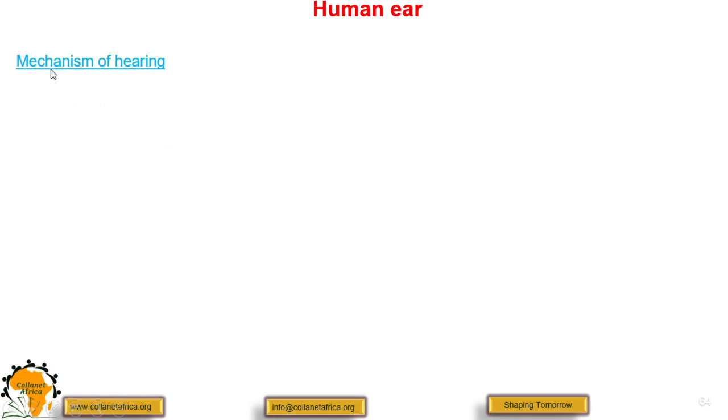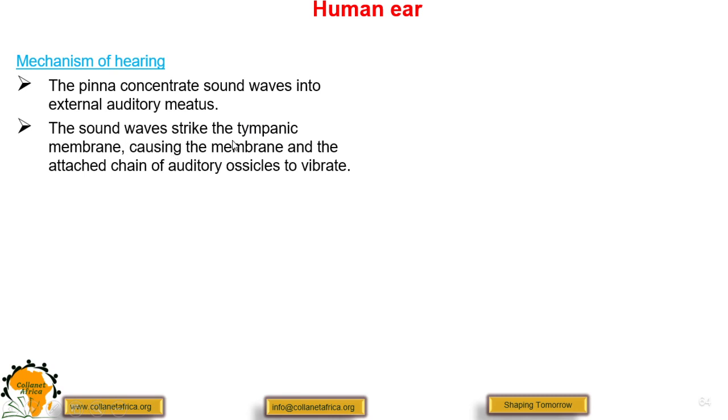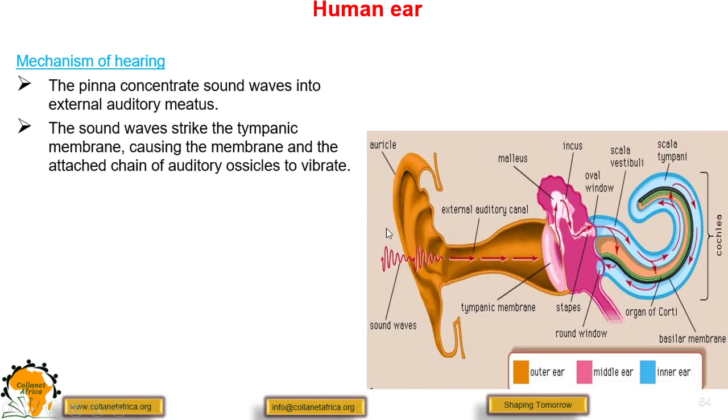Then here is the mechanism of hearing, the other purpose of the ear. We have the pinna concentrating sound waves into the external auditory meatus. These sound waves will strike the eardrum, causing the membrane and the attached chain of auditory ossicles to vibrate. This is the pinna concentrating the sound waves to the auditory meatus, which then transmits the sound waves to the tympanic membrane, which then vibrates.